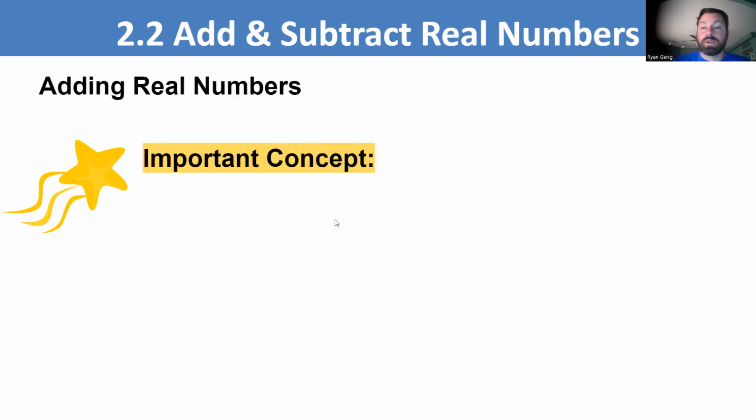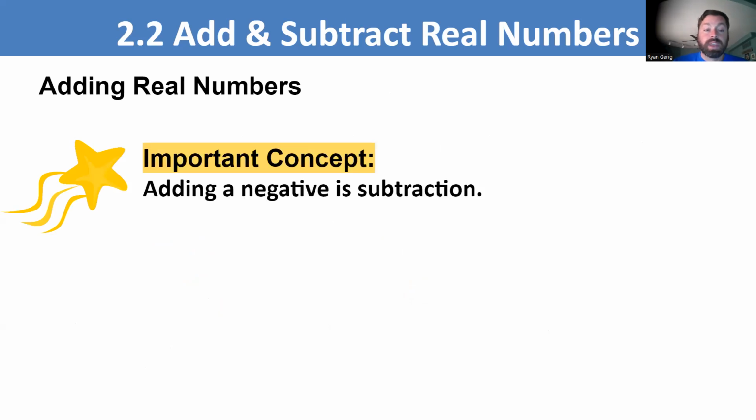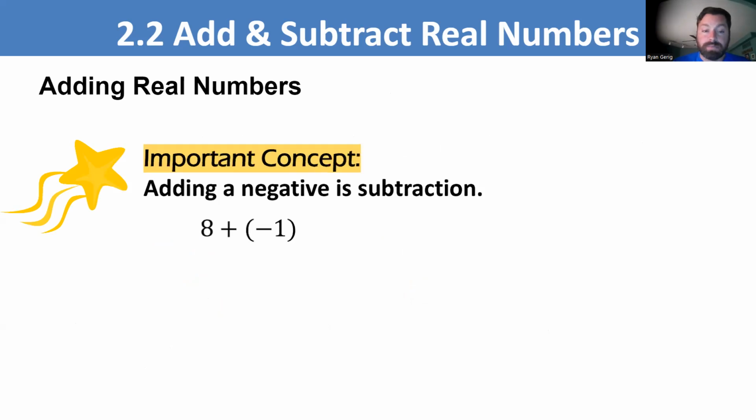Adding real numbers, there's one important concept that I want you to see here. Adding a negative is subtraction. I want you to get used to seeing that as subtraction. So what am I talking about? 8 plus -1 is 7. But another way of looking at that, I want you to see it the same way: 8 plus -1 is the same as 8 minus 1, just 7.